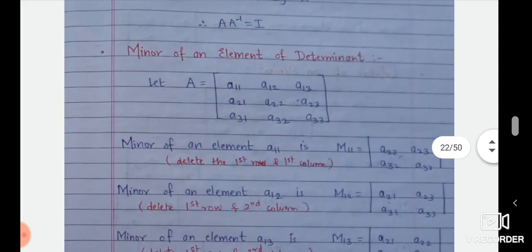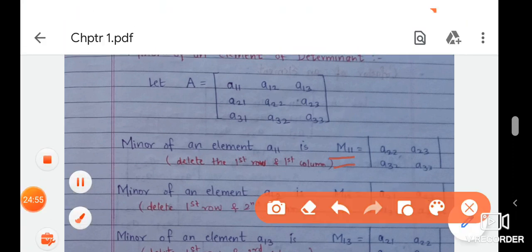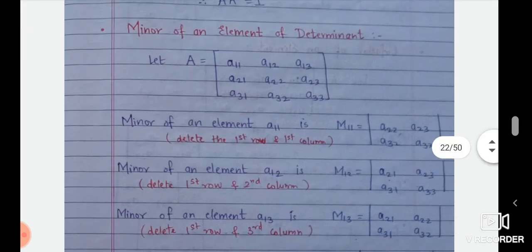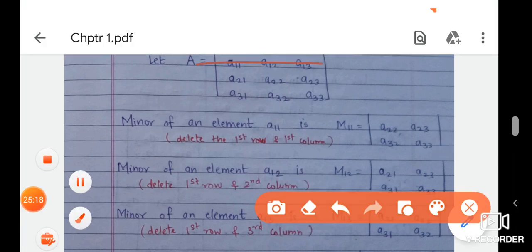Okay. Now to find the minors. See, first I have written M11. So in this, what you have to do is delete the first row and first column, and take the determinant of the remaining terms. Okay? Understood? Next is M12. 12 means what? Delete the first row and the second column and take the determinant of the remaining terms. See A21, A23, A31, A33. Okay?